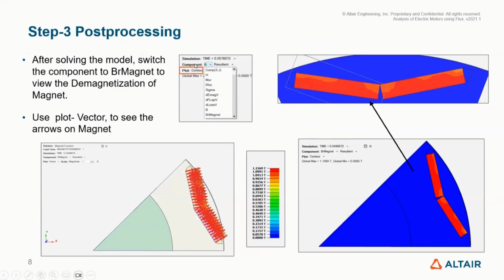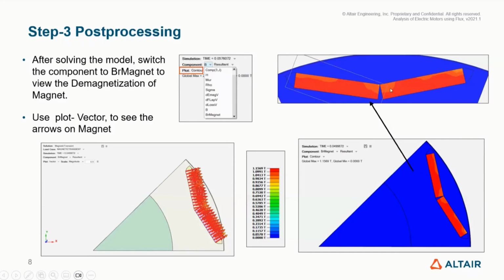For that, you need to enter into the component, and you can see a little down arrow there. If you click on that, you can see the options. There you can select the BR magnet. Once you select the BR magnet, it is going to display the magnetic flux density on the magnet as seen in this picture. So you can see the areas where the demagnetization happened. It is presented in the contour format.